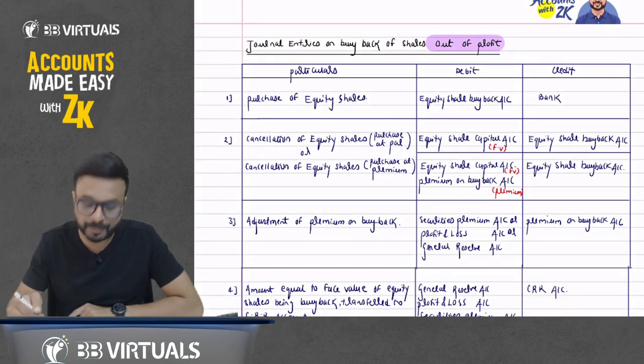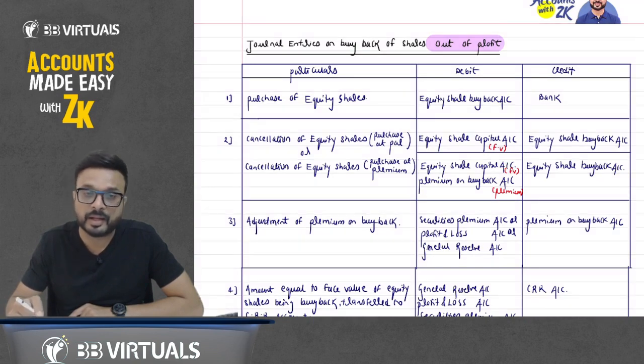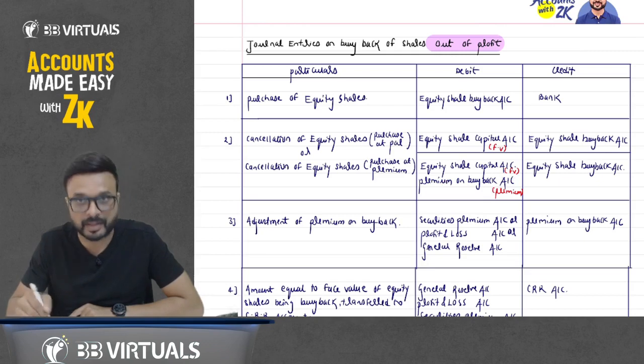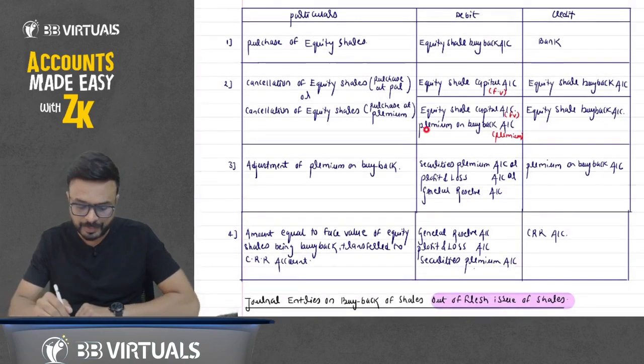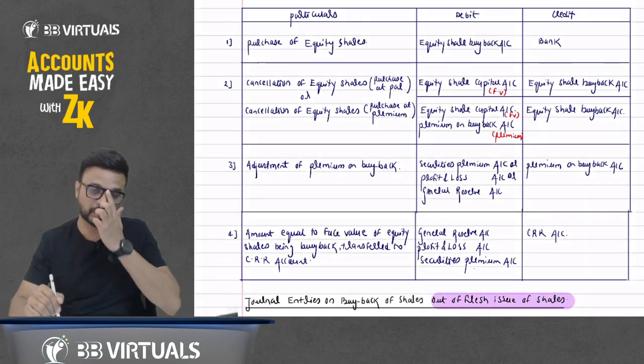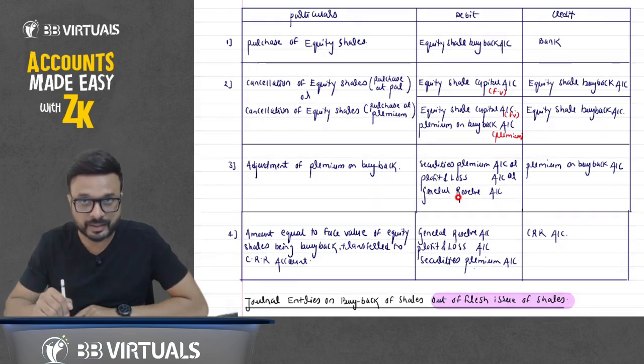If you have purchased at a premium, then when you do the cancellation, remember the equity share capital account will be debited by face value only, and the additional amount that you have paid will be debited to premium on buyback account. Now, this premium on buyback account can be adjusted against securities premium account, or against free reserve, that is profit and loss account surplus balance or general reserve.